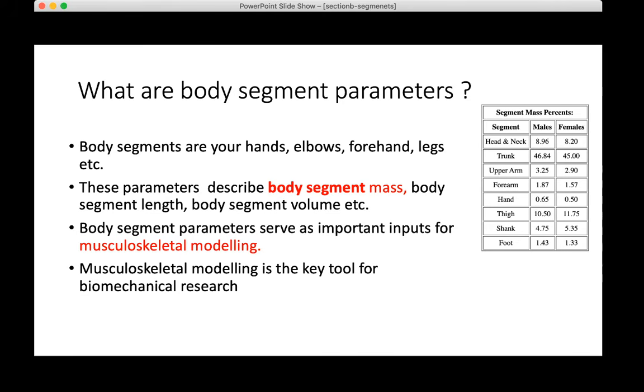Now coming to the next slide: what are body segment parameters? Let it change on your screens also.